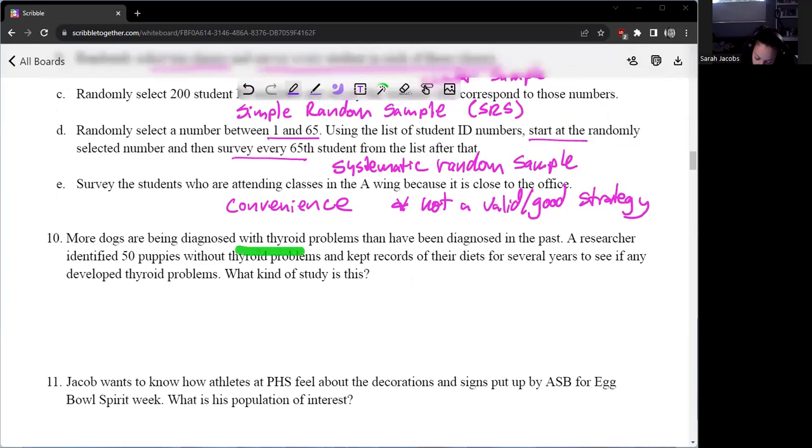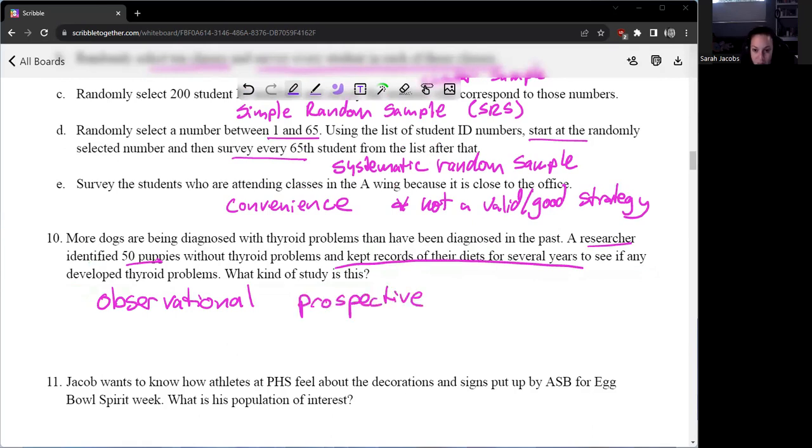More dogs are being diagnosed with thyroid problems than have been diagnosed in the past. A researcher identified 50 puppies without thyroid problems and kept records of their diets for several years to see if any developed thyroid problems. What kind of study is this? First question is experiment versus observational study. Because there is no manipulation, there is no applied treatment, this is an observational study. And because the researcher identified 50 puppies and then kept records of their diets for several years, so he started when they were puppies and then kept track of them, this is also a prospective study.